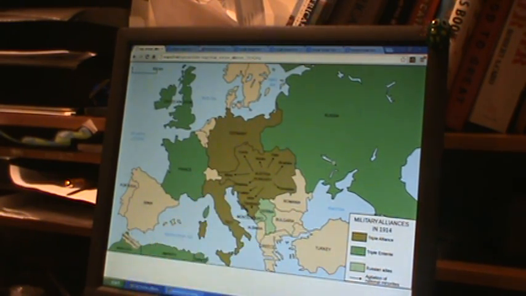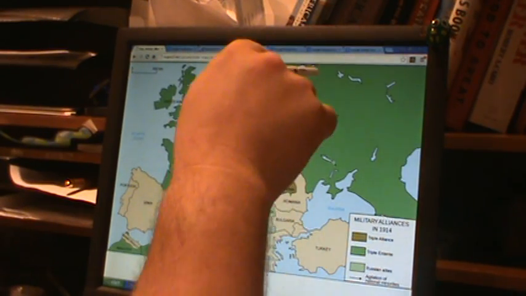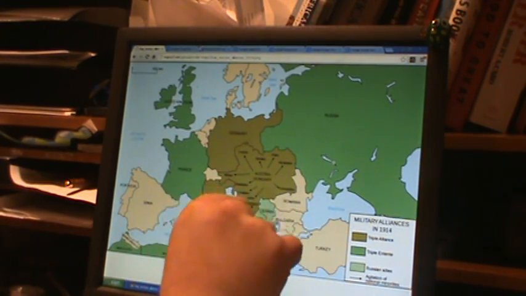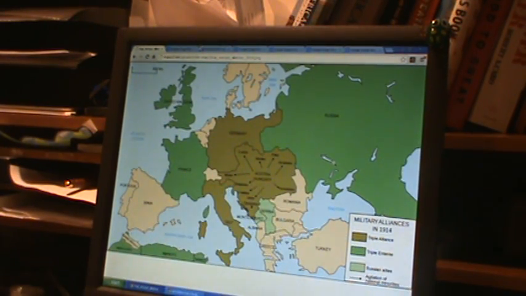Austria-Hungary warns Serbia. Serbia looks for protection with Russia. Russia says to Austria-Hungary, don't go and declare war on Serbia. Alright, so we follow so far?